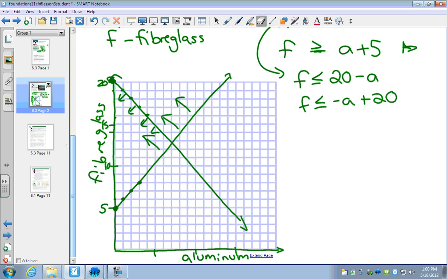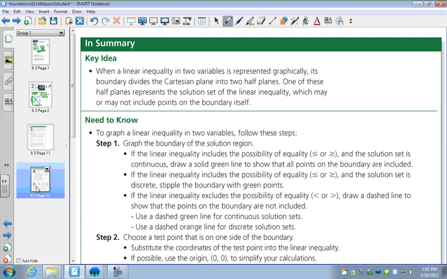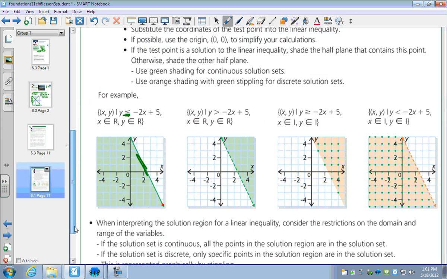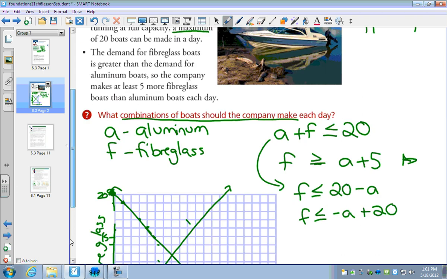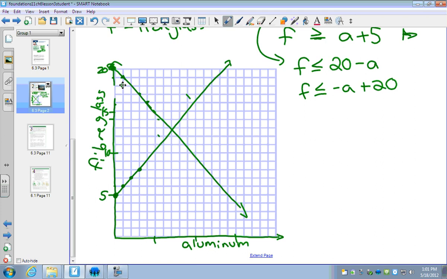But let's go back to our rules to remember how it is that we color and we show these things. So first of all, they were all greater than or equal to, but it's discrete. I can't make half a boat. So how do I show things that are discrete? Remember this from the last page. When things are discrete and they're less than or equal to, it looks like I put a series of green dots and I color it orange. So that's what I need to do here, is I put a series of green dots because I'm only really including the points. I'm not including half a boat, 3/4 of a boat.